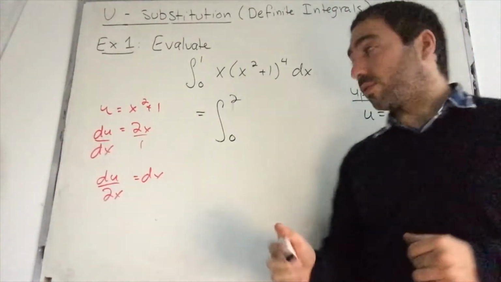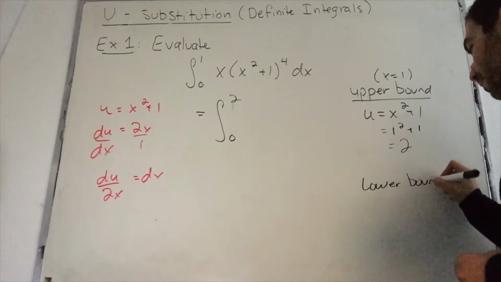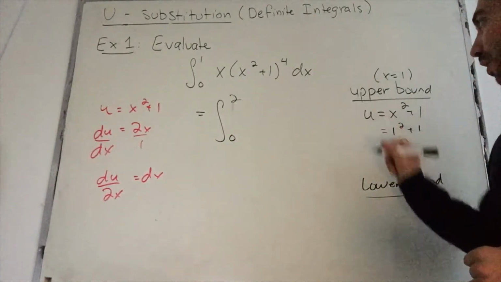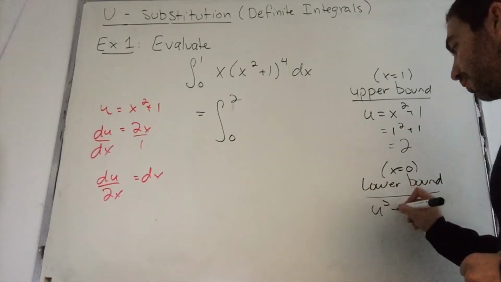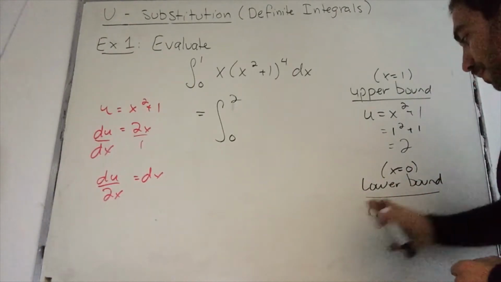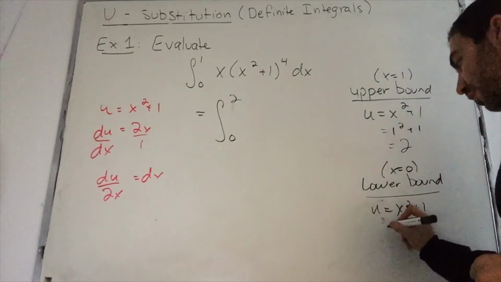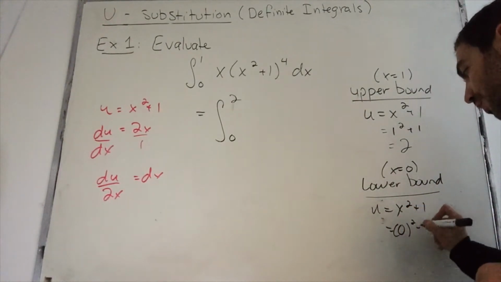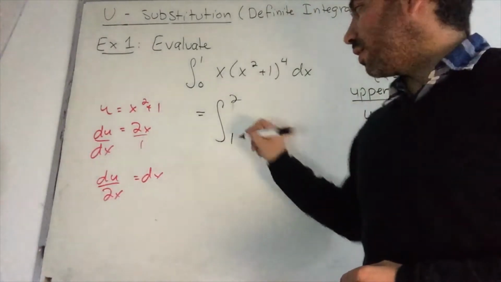Okay, let's do the same thing with the lower bound. So for the lower bound, the lower bound is x equals 0. Using the substitution, not u squared, just u equals x squared plus 1. X is being replaced with 0, so 0 squared plus 1 gives us 1. So the bottom here is going to be a 1.